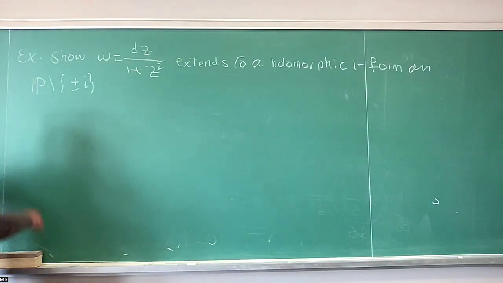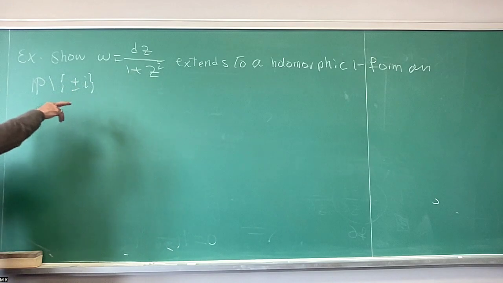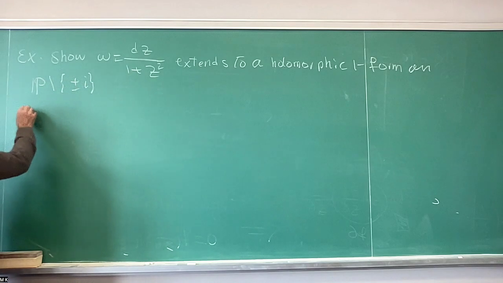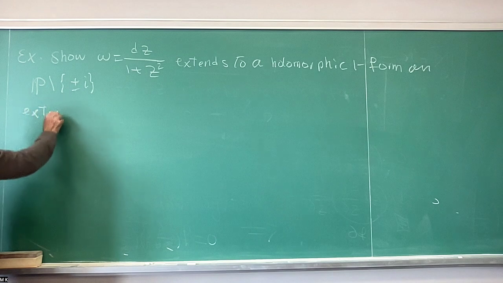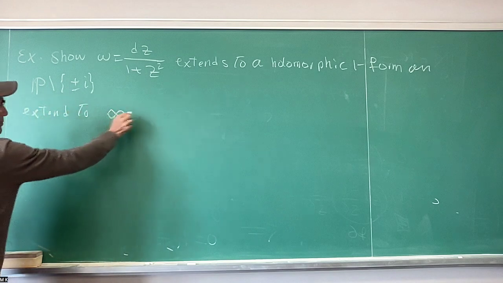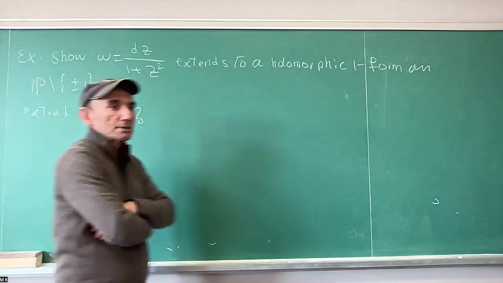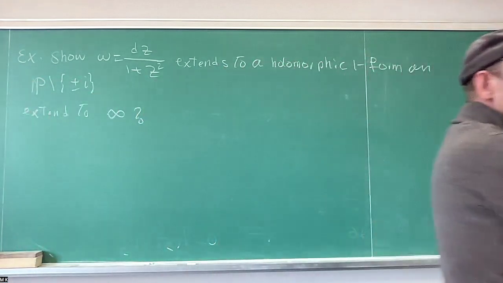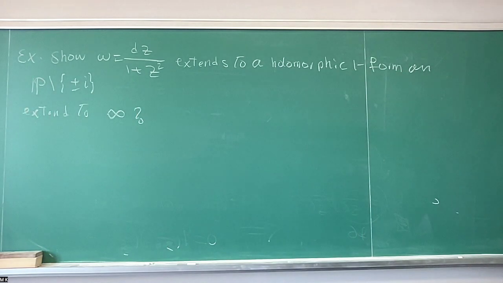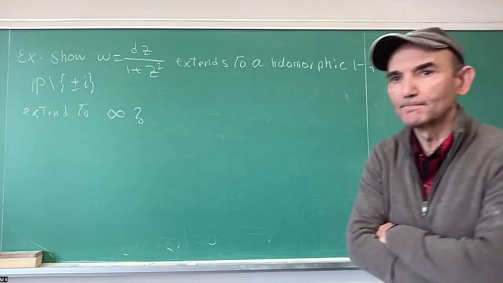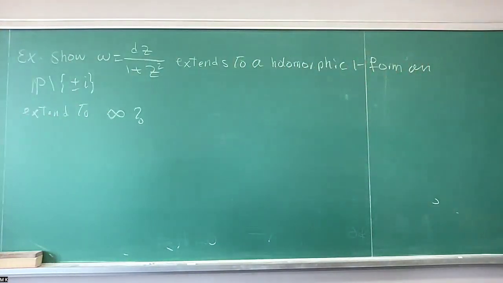So the question is to extend it to infinity. So the only thing is extend it to infinity. So you have to show that this thing extends to infinity as a holomorphic one form. Okay. So how would you do that? How would you approach this? Because when you look at it, of course, infinity, you cannot go directly with infinity. You have to do something, right?